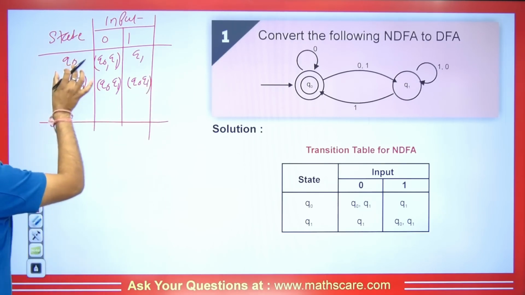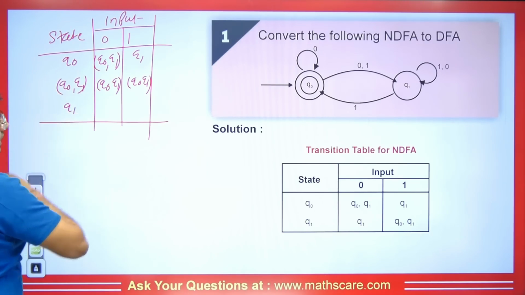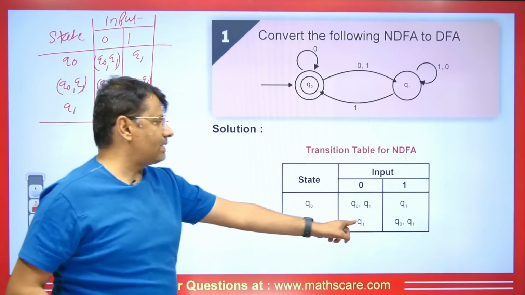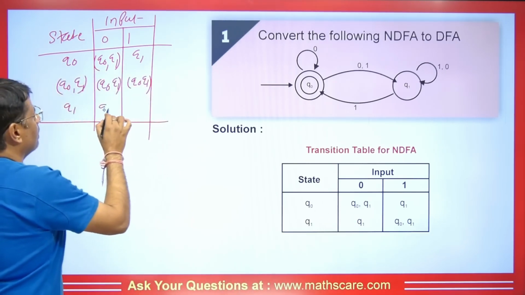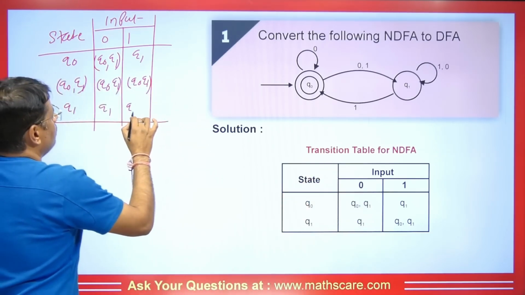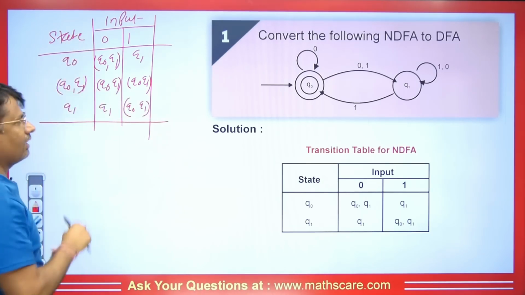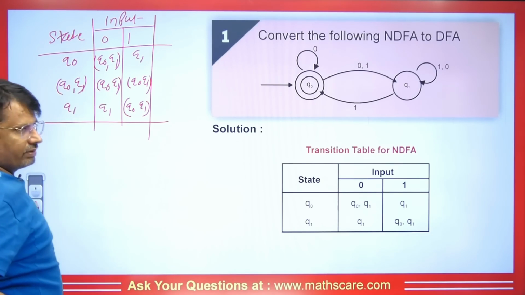We have already taken Q0 and Q0, Q1. So, now we will take Q1. Now, let's look at Q1. With input 0, we see that Q1 is going to itself. With input 1, it is going to Q0, Q1. We'll write Q0, Q1 here. Now, we've covered all the possible states, Q0, Q0, Q1 and Q1, right?